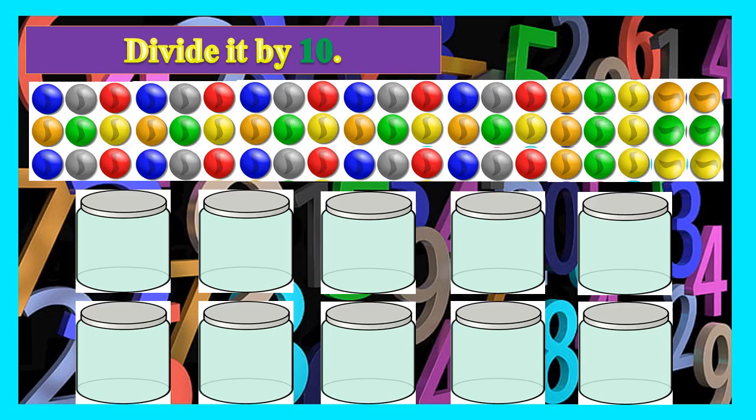Now, how about divided by 10? So let us divide again. If he uses 10 jars and he divides this into 10 equal groups, or into 10 equal sets, then how many marbles are there in each set or in each group? So let me divide again this 60 marbles, this time into 10 equal sets, or into 10 equal groups.